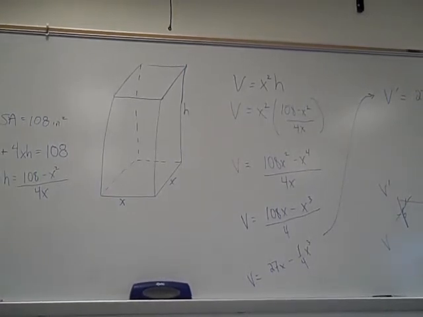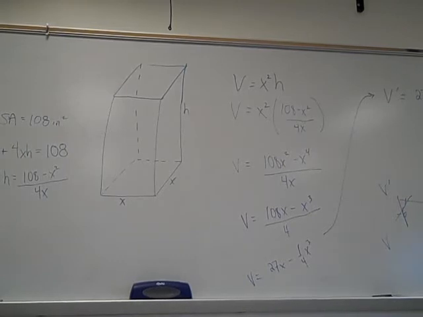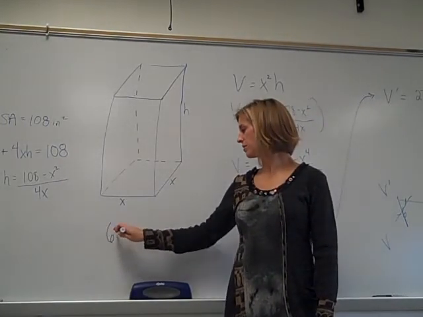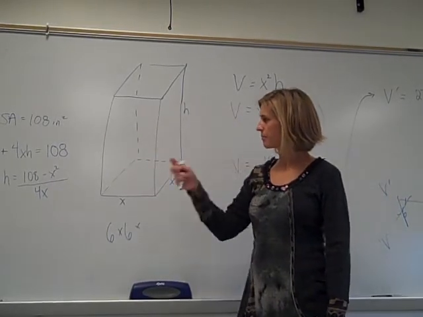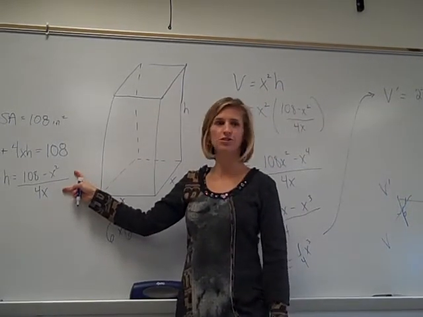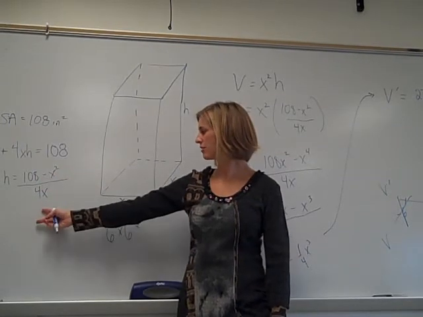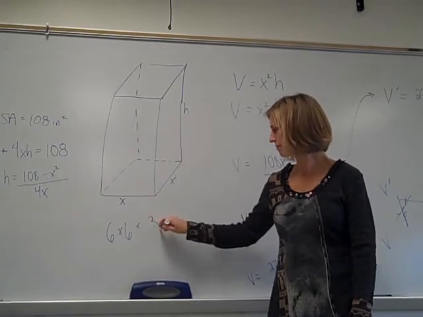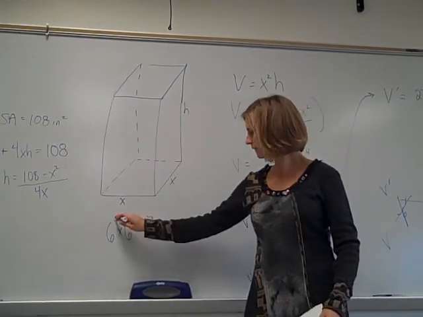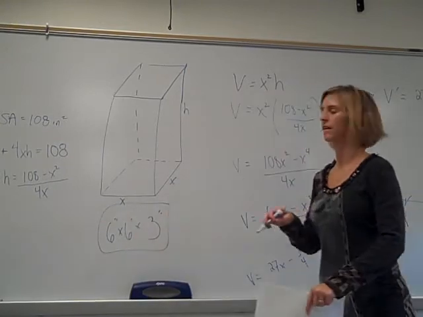Last step, answer the question. So if this is an open-ended question, you want to give an answer. The question said, what dimensions will produce a box with the maximum volume? What is 6? That's your X. That's my X. That's nice. So that means my dimensions are going to be 6 by 6 by, well, if X is 6, 108, we go find the H. 108 minus 36 divided by 24, I will just tell you, is 3. And is this inches? Yeah. Done.